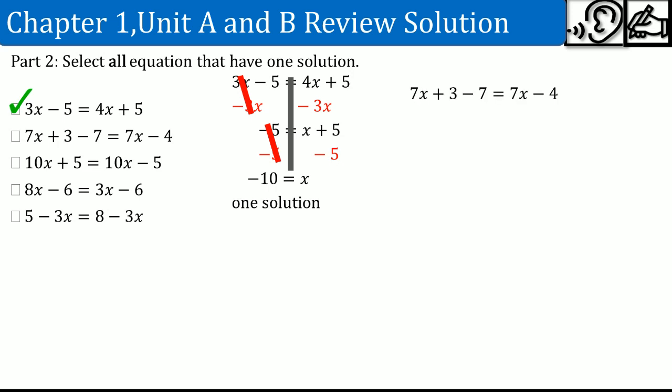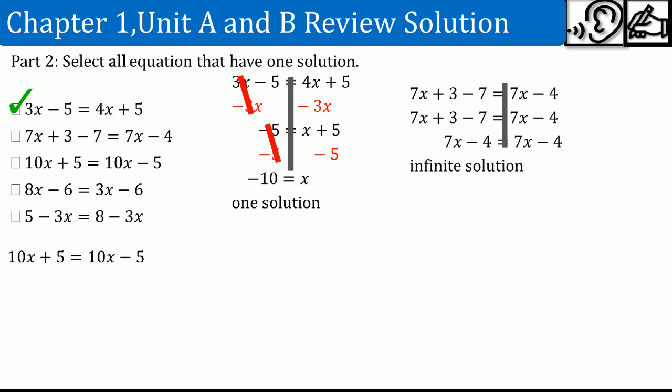Okay, next, 7x plus 3 minus 7 equals 7x minus 4. I see a 3 and a negative 7 on the left-hand side. They're like terms, so I'm going to combine them. That becomes negative 4. 3 minus 7 is negative 4. I see my left equals my right-hand side, so that is an infinite solution. So that one wouldn't work.